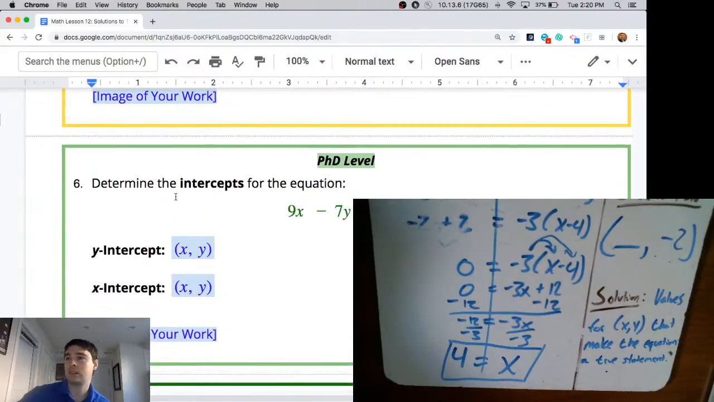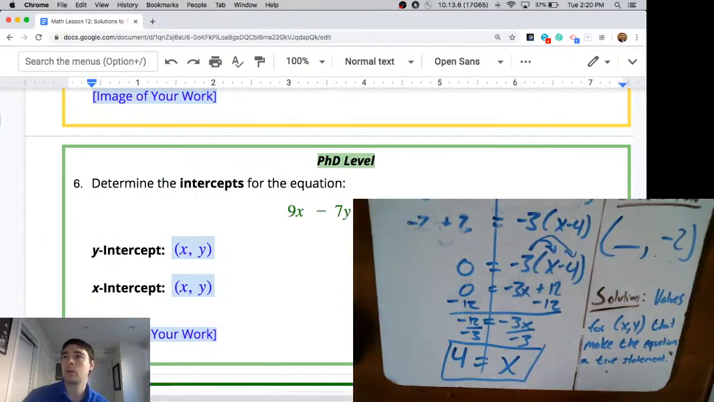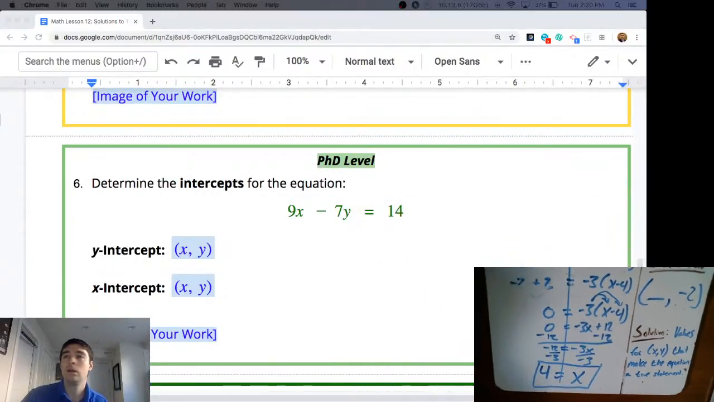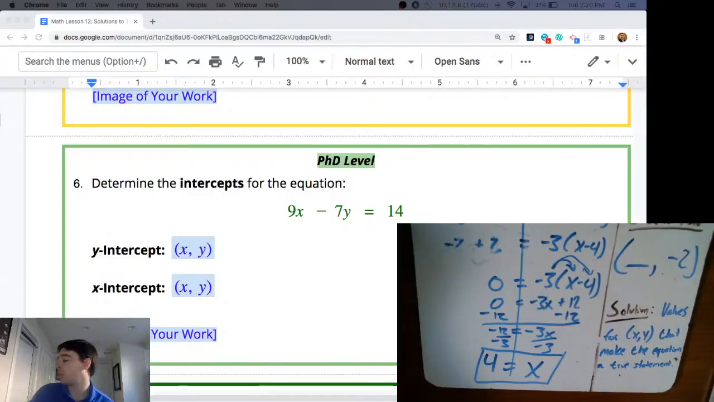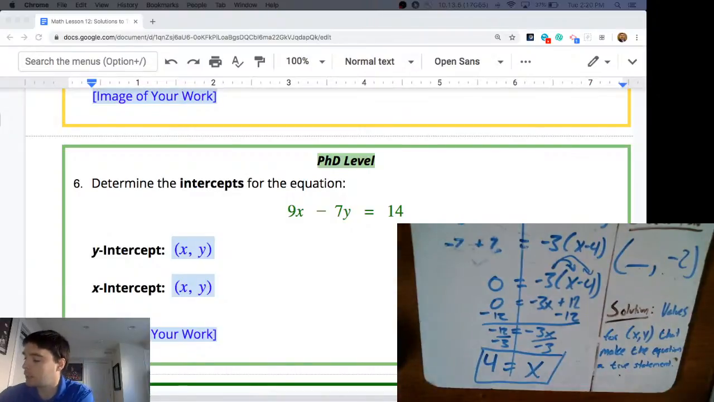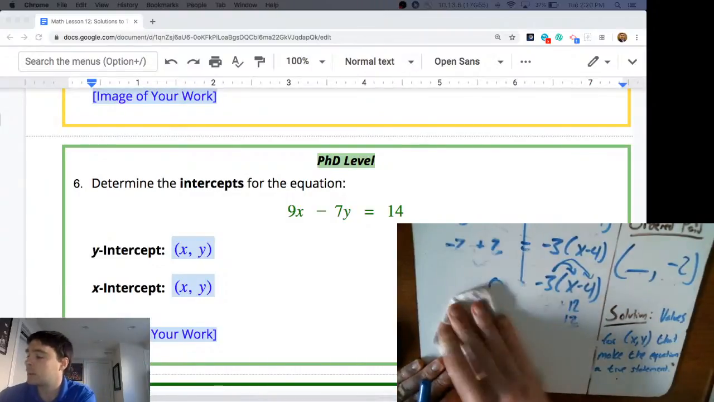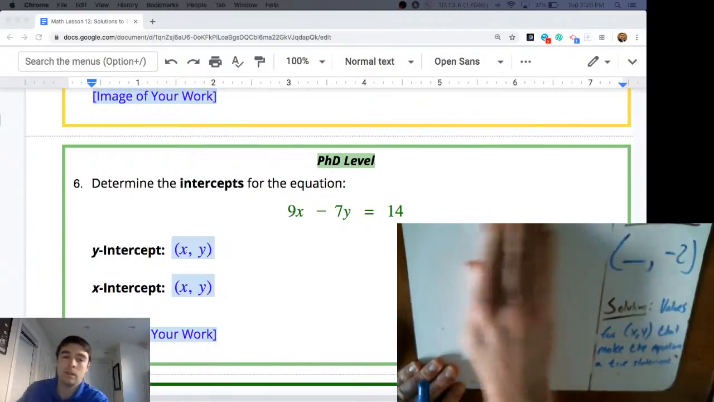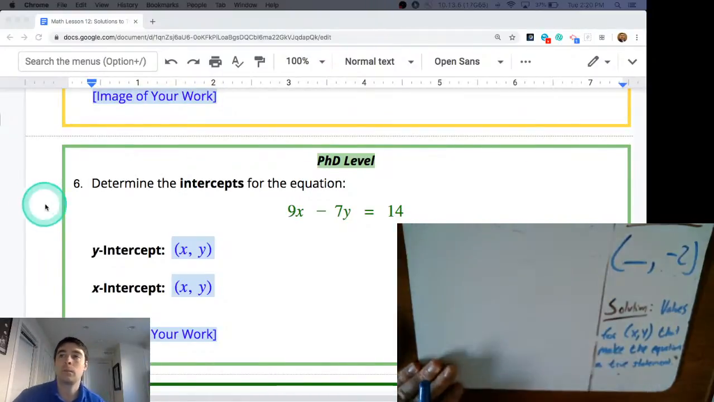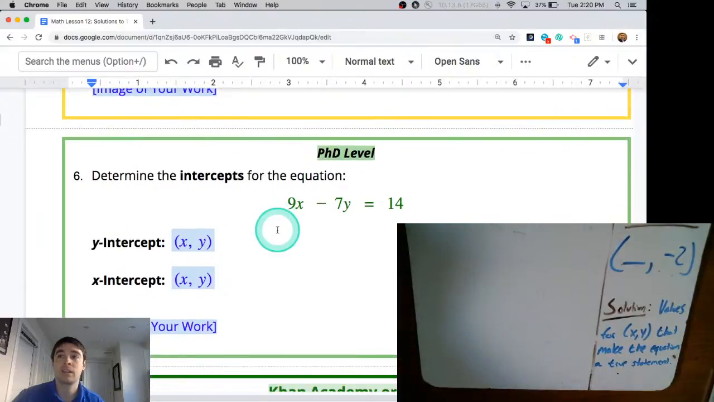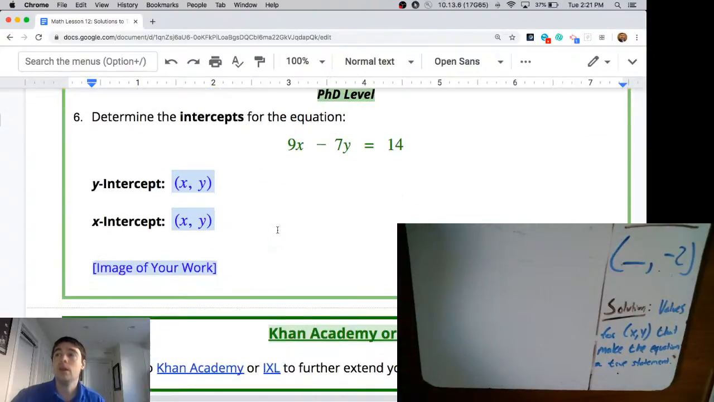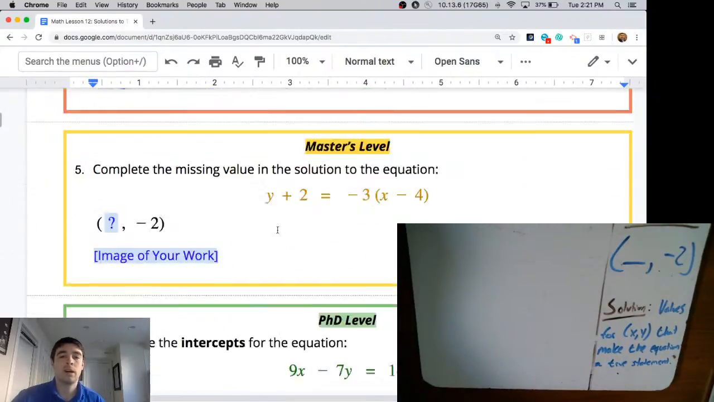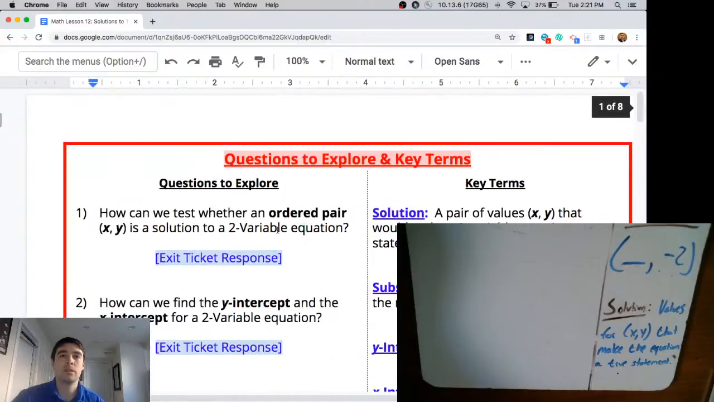Alright, number 6 is to prepare you for, let me make the whiteboard a little bit smaller. Number 6 is to get you ready for the third and the fourth assignments on Khan Academy this week. The third and the fourth assignments start talking about intercepts. Specifically, they start talking about the Y-Intercept and the X-Intercept. And before I get going on number 6, I'm going to just quickly go back to the key terms.